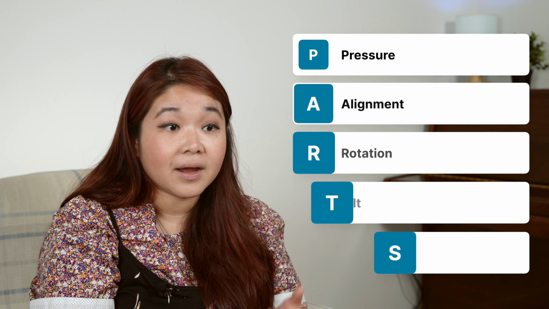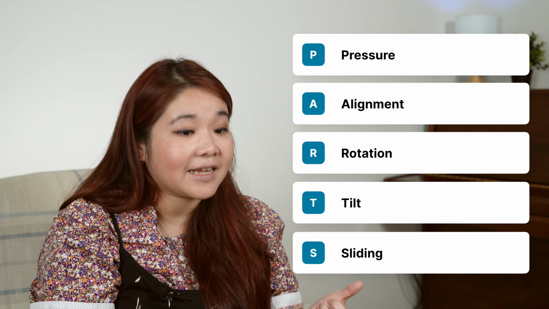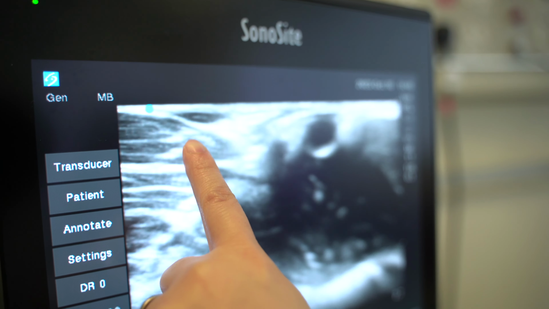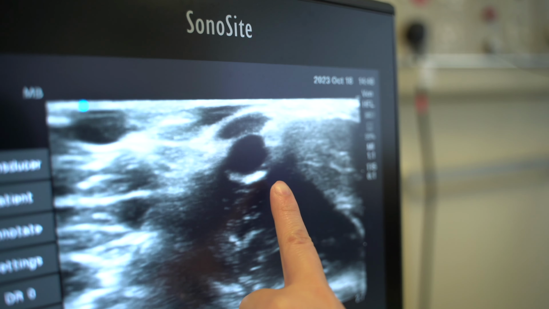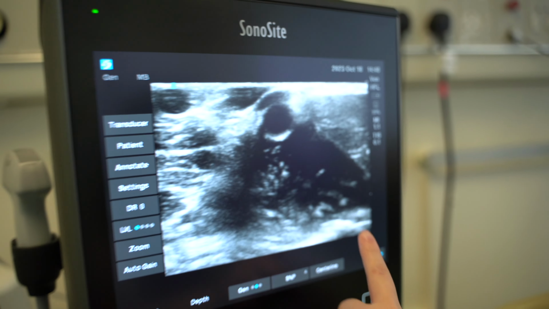Now, once you've placed the probe onto the patient, transducer handling can be optimized by being mindful of the PARTS mnemonic. It stands for pressure, alignment, rotation, tilt, and sliding. The amount of pressure that you apply during the probe can change the underlying structures. For example, too much pressure can obliterate views of underfilled veins, and too little pressure would affect the transducer contact and thus decrease image quality.